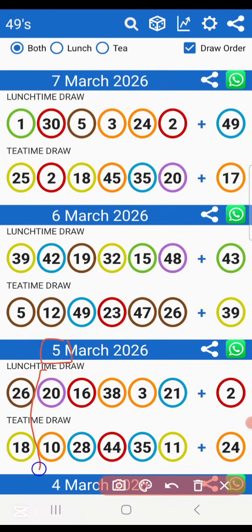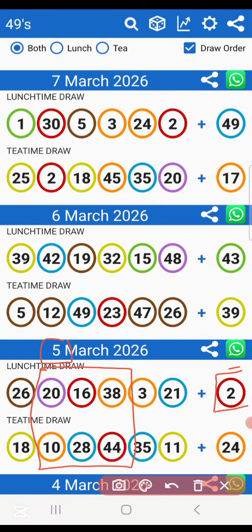You're going to add your second, third, and fourth numbers in draw order from the previous lunchtime draw and the previous tea time draw. Then after you add those up, you are going to add the bonus from the previous lunchtime draw. I hope that makes sense, but once we have done the calculation, you will understand even further.